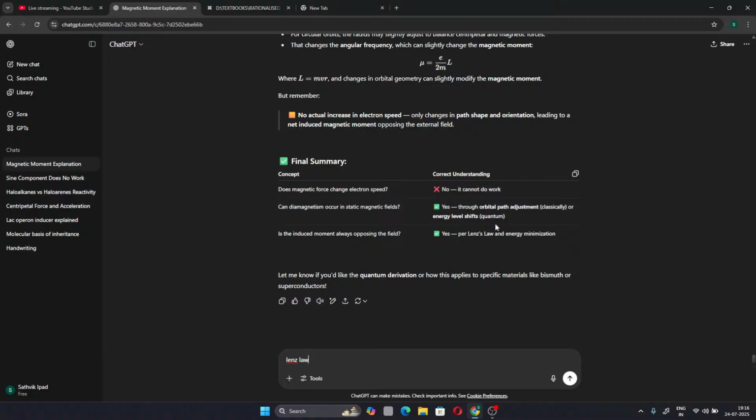And Lenz's law is defining, actually, my definition of Lenz's law is basically the way of defining why we need work done to apply a continuous change in flux so that the total energy is conserved.